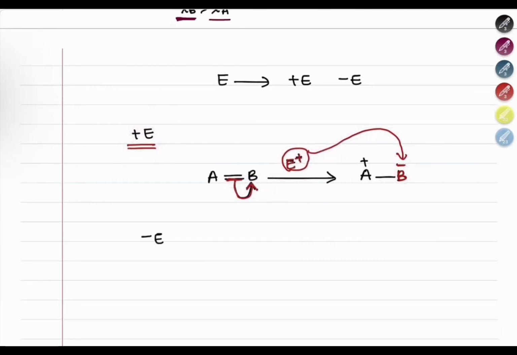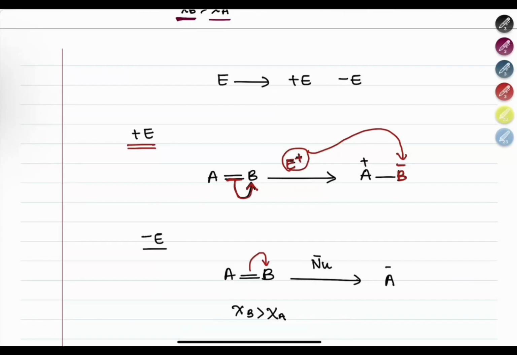Now we can explain the minus E effect. It is the opposite of this. Again, there is a double bond in our molecule. Suppose the electronegativity of B is greater than that of A. In this case, a nucleophile is coming. The nucleophile is having a negative charge. Again, this bond will break towards B due to the high electronegativity of B.